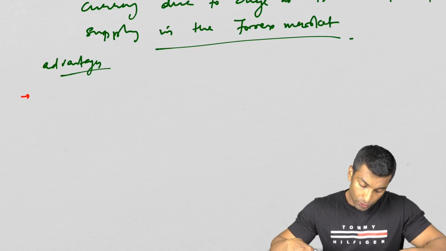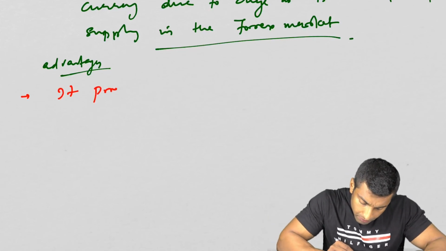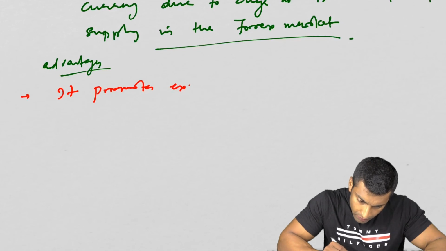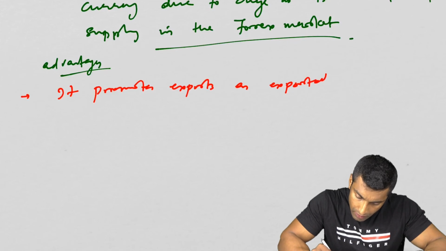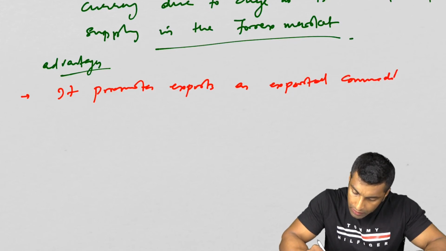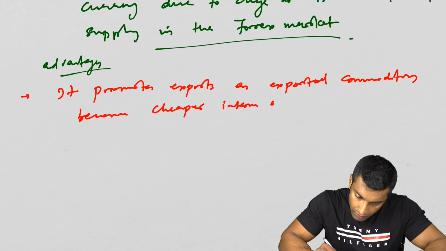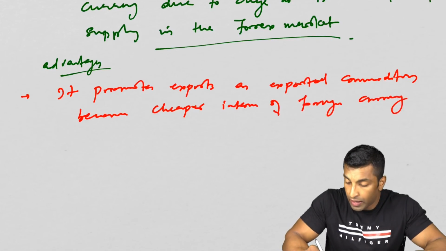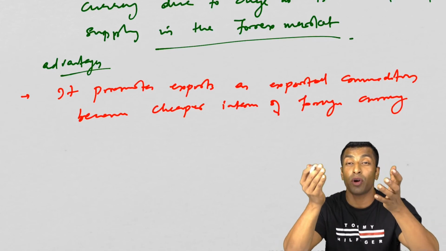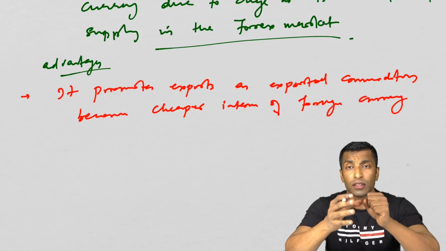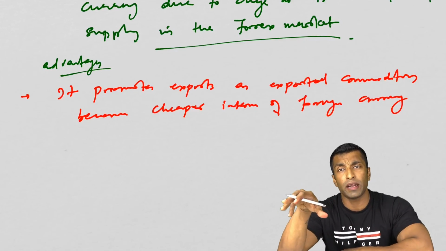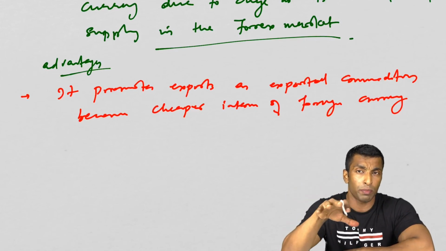Okay, so it promotes exports as exported commodities become cheaper in terms of foreign currency. Okay, so earlier if you spent $1, you were getting 67 rupees worth of item as a foreigner. Now you spend that $1, you will be getting around 68 rupees worth of item.